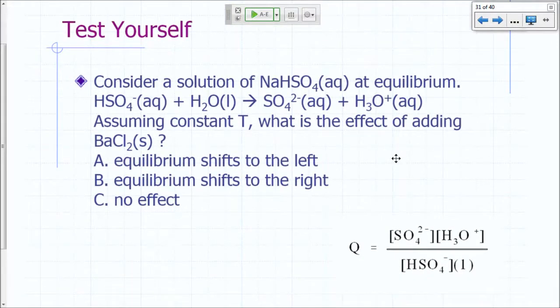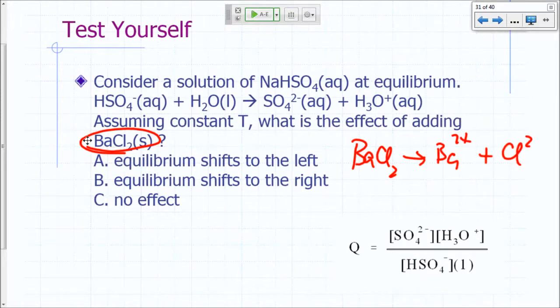What happens if I add barium chloride solid? What does barium chloride do in water? It gives you barium ions and chloride ions.